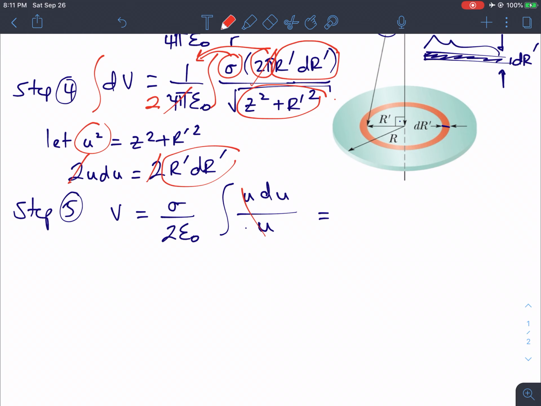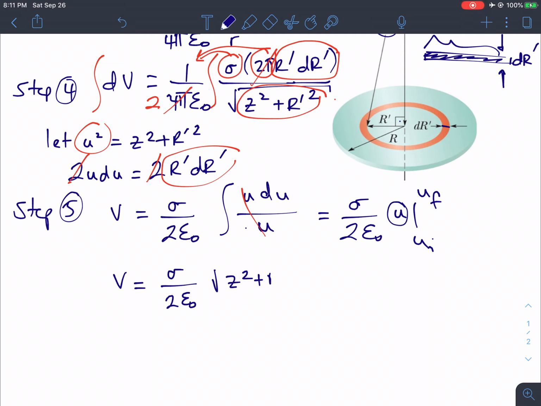So let's write that down. We got sigma over 2 epsilon naught u. And this goes from u initial to u final, of course. There are intervals that we need to put in. I'm not going to worry about the intervals yet because I'm not going to do it for u. I need to convert back to z squared plus r prime squared form. So let's do that. First of all, we just need to write the function u, and that is root of z squared plus r prime squared, right? That's how we defined it in the beginning.